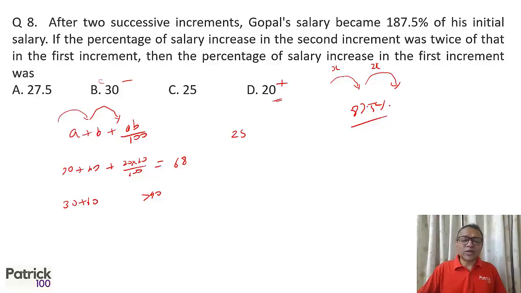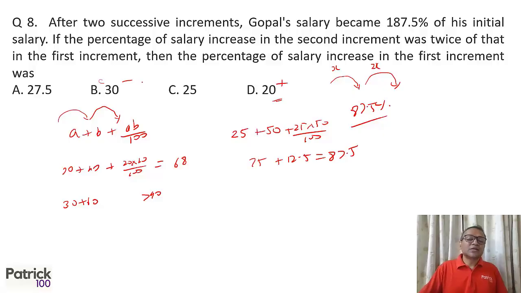I can take the easiest to calculate. Take 25 plus 50 plus 25 into 50 upon 100. So look at 75 plus 12.5 will give you 87.5. Satisfies. So automatically C is the answer. Right? 25% satisfies. So option C is the answer.